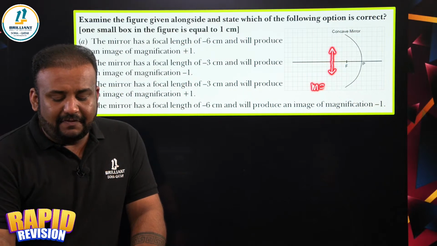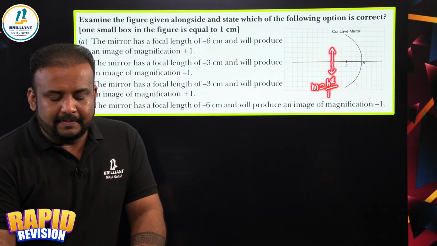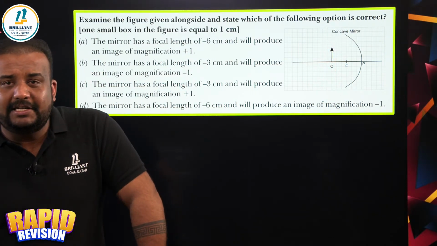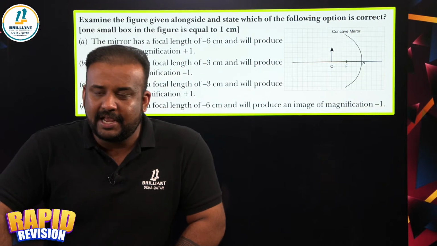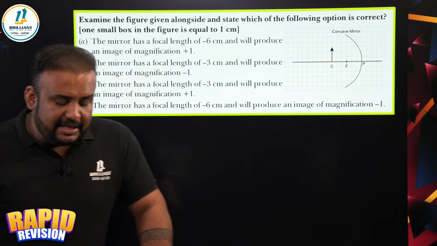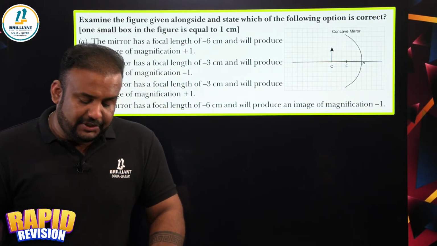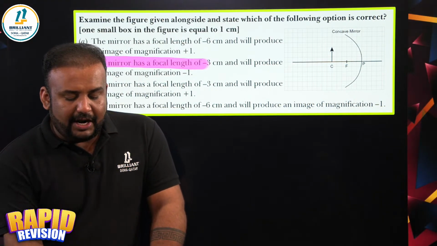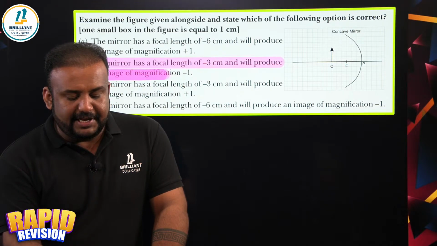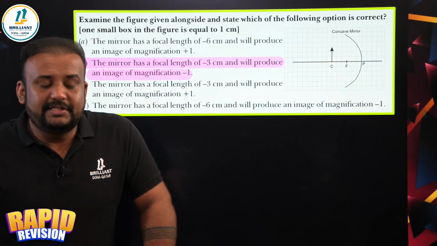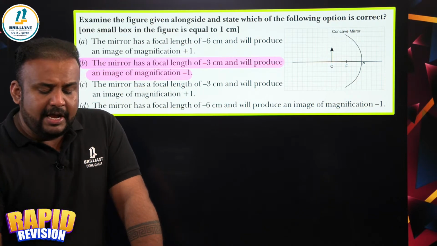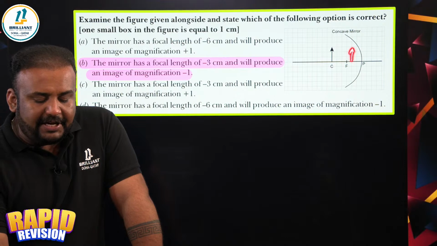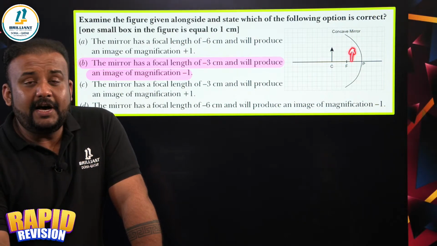So here the height of the object is equal to height of the image, right? So if it is a real image and having the same size object, the magnification will be -1. So what will be the right choice here? Yes, very good. The mirror has a focal length of -3 centimeter and will produce an image of magnification -1.